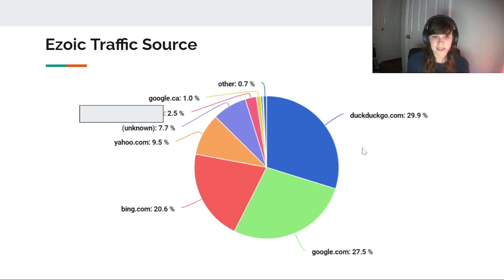And we're getting some Yahoo, and believe it or not, Yahoo is actually the highest EPMV earner on my site, and it does have less traffic, but that traffic is very valuable.